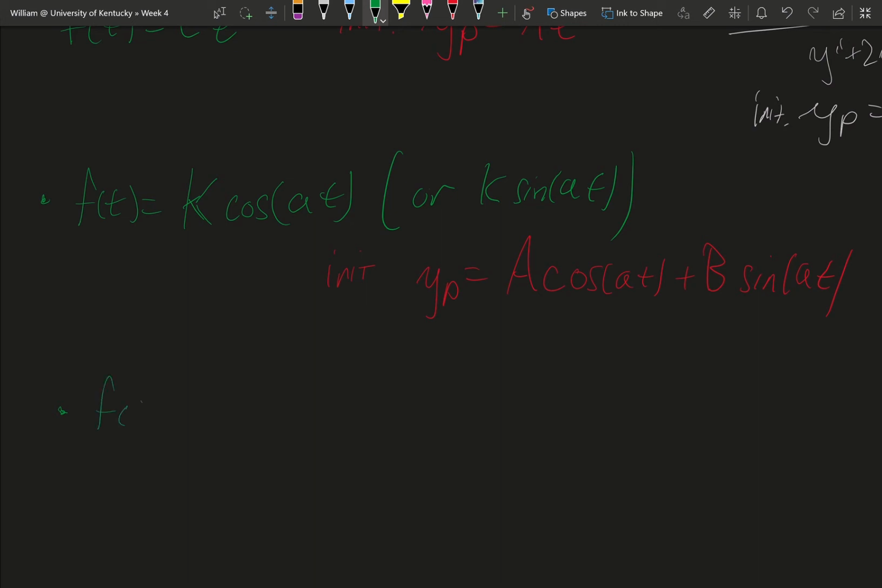Similarly, if f of t is some constant times e to the rt cosine of at, then we're going to have the same thing. You should have both cosine and sine terms. This one basically all the time, even if that middle term is 0.